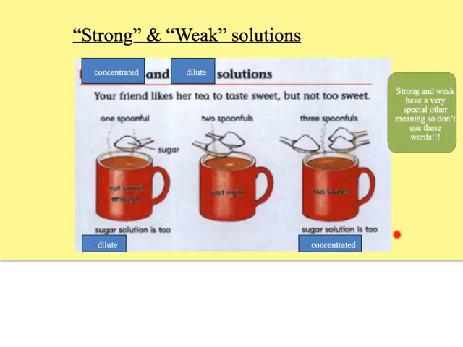Sugar solution is too concentrated, it's too sweet. Okay, so please don't use strong and weak. When you get to A level, they have very special other meanings. So I want you to get used to using the words concentrated and dilute instead.